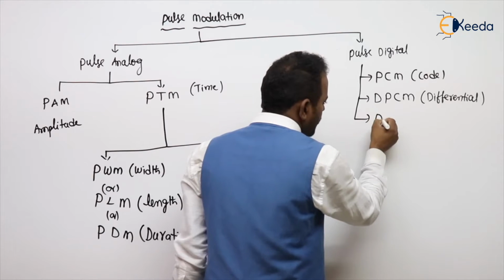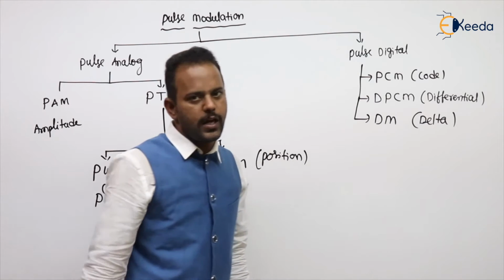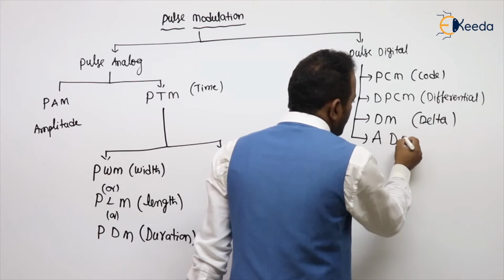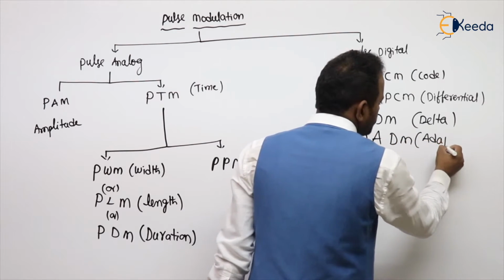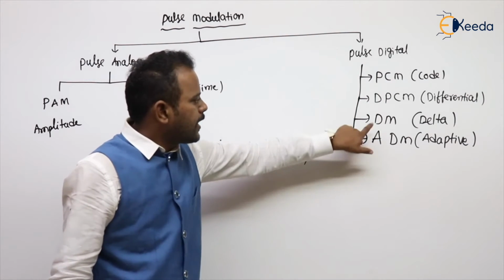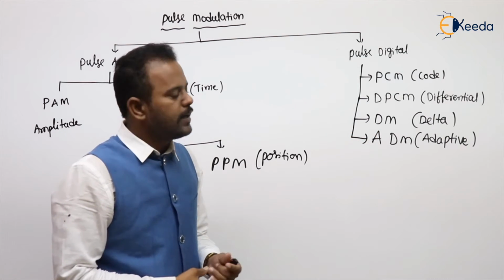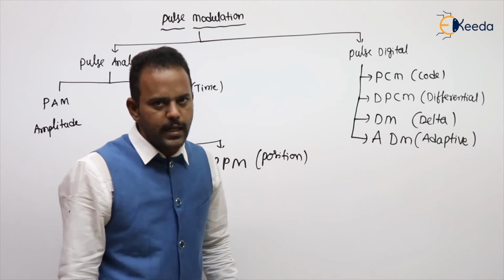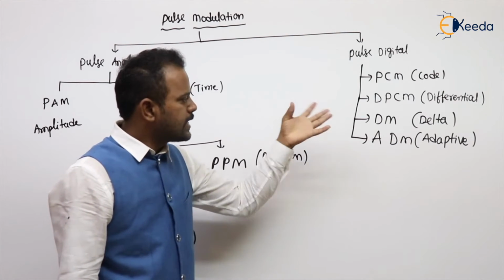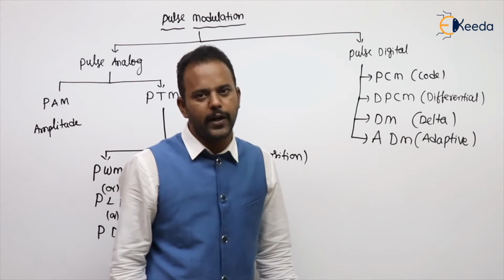Next we are also having DM. D means delta, M means modulation. Delta modulation. And we are also having adaptive delta modulation. A means adaptive, and variable step size. Here a constant step size, here variable step size. So in total we have 4 modulation schemes in pulse digital: pulse code modulation, differential pulse code modulation, delta modulation, and adaptive delta modulation. Are you getting my point or not?